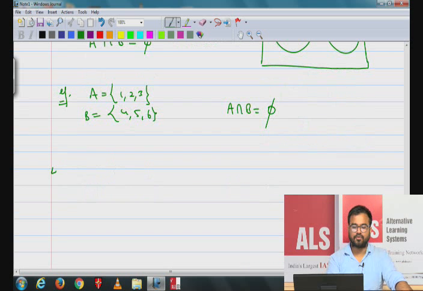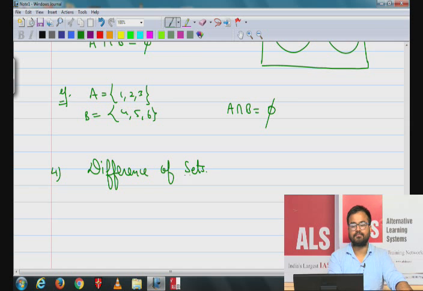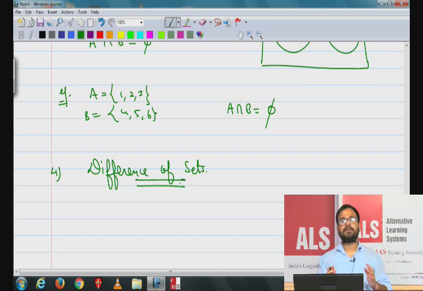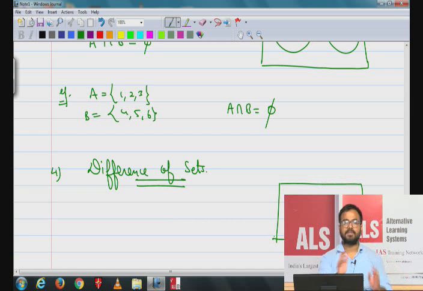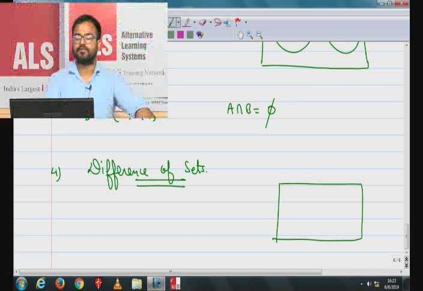And the fourth one is difference of set. Difference of set means we have to subtract one set from the other set. So with respect to the diagram, first of all let us see how it will look in the diagram, and then we will see in algebraic way how we can solve it.